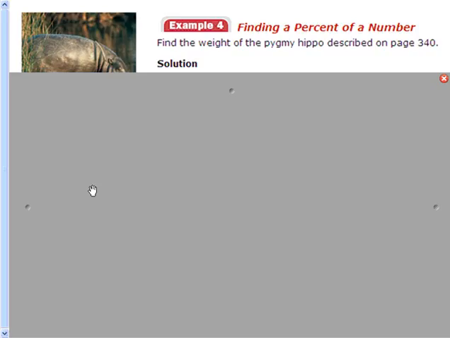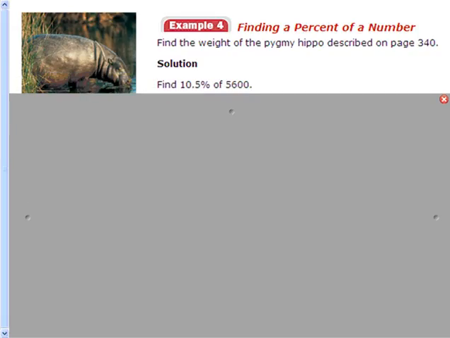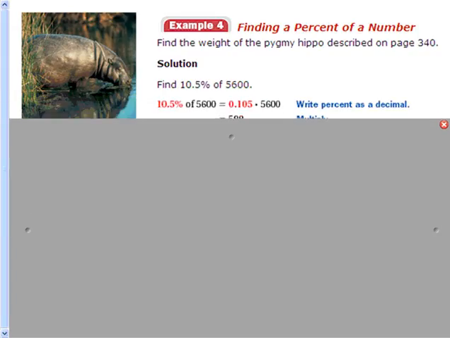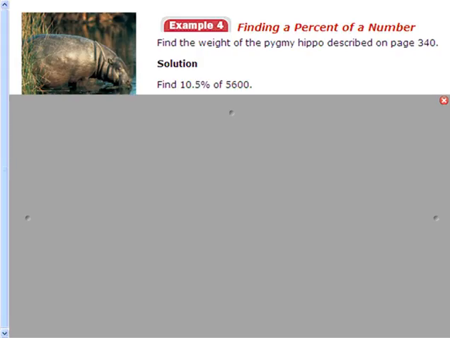Last example for this lesson is about finding a percent of a number, and they're going to use a story problem to help us see how that works. The example says, find the weight of the pygmy hippo described on page 340. So that's the example we reread at the very beginning of this lesson. And we're finding 10.5% of 5,600. That's because the pygmy hippo is 10.5% of the weight of a regular hippo, and a regular hippo was 5,600 pounds. So we're going to find 10.5% of that number.